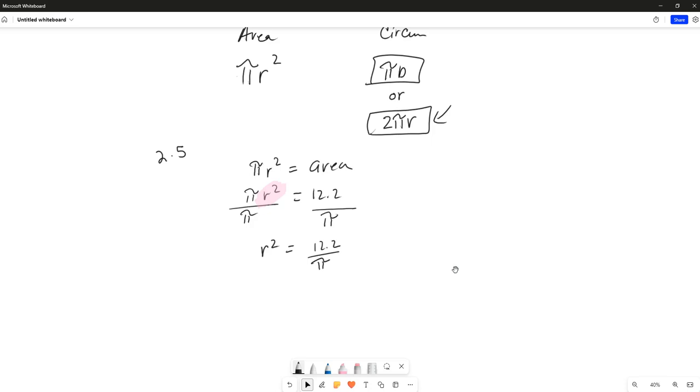We can put it into our calculator. There is a pi button on your calculator. So you could do 12.2 divided by pi, and it will give you 12.2 divided by pi.